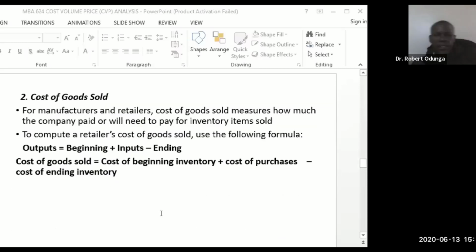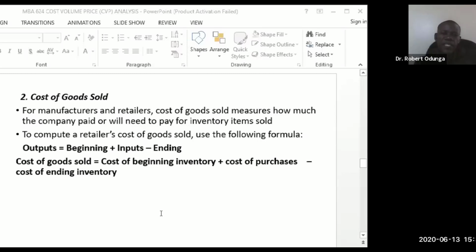Then cost of goods sold. For manufacturers and retailers, cost of goods sold measures how much the company paid, or will need to pay, for inventory items sold. So cost of sales or cost of goods sold is actually whatever we incurred to generate the items for sale. It could be a manufacturing cost, if it's a manufacturing setup, or the buying cost of the goods that we are selling. So all that counts towards the cost of goods sold.